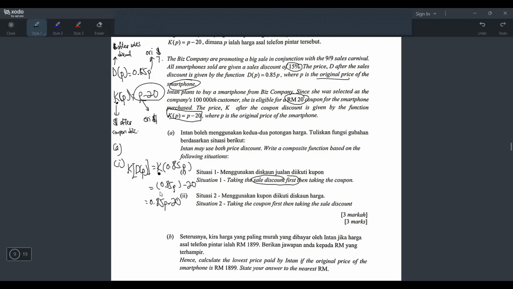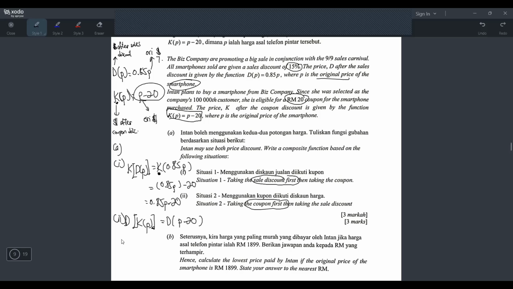Okay. Then what about question 2? For question 2, they say the situation must be taking the coupon first, then only taking the sale discount. So whoever is first goes inside. Coupon first, so coupon is K. So K has to be inside the big bracket, because we always do the inside first. So if they say coupon first, then the function of the coupon, the price after coupon, must be inside. And then the D must be outside. We don't do the outside first, we do the inside first. Inside is K(P), which is P minus 20.